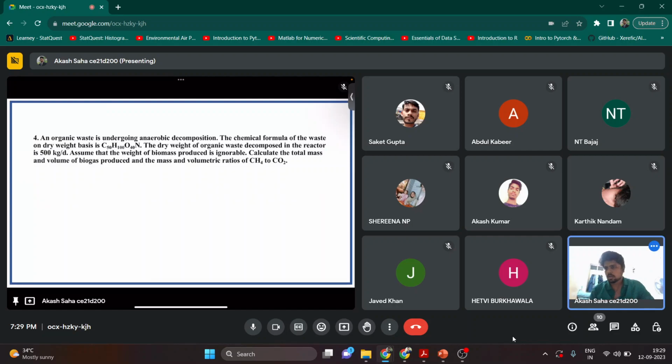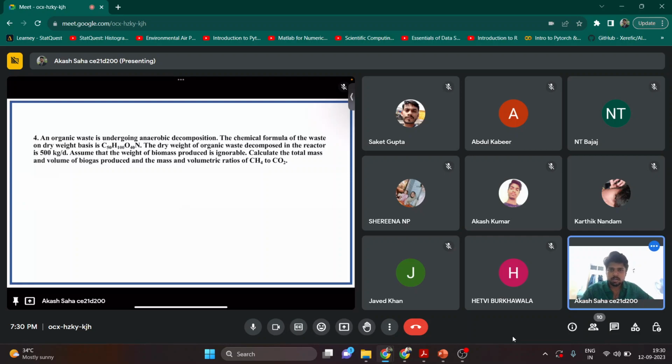So an organic waste is undergoing anaerobic decomposition. The chemical formula of the waste on dry weight basis is C50H100O40N. The dry weight of the organic waste decomposed in the reactor is 500 kg per day. Assume that the weight of biomass produced is ignorable. So here they are telling that there is no biomass conversion. Calculate the total mass and volume of biogas produced and the mass and volumetric ratios of CH4 to CO2.